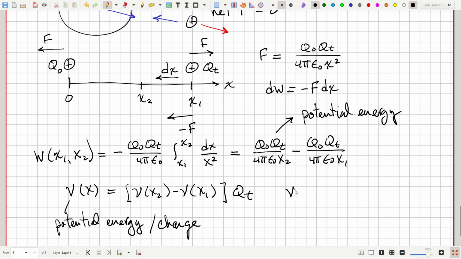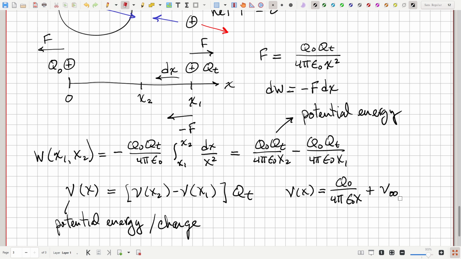And what will V of x be? It will be everything in this expression, except the qt, because we've factored out the qt. So it'll be q0 over 4 pi epsilon 0 x. Now, we can always add a constant to an energy, because if we're taking a difference, then that constant will subtract out when we take the difference. So this is just some other energy.